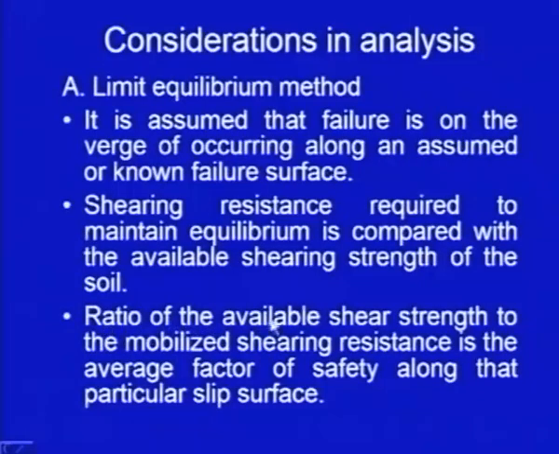Finally, the ratio of the available shear strength to the mobilized shearing resistance is the average factor of safety along the particular slip surface. So, we talk in terms of the available shear strength and how much is mobilized. If available is more than mobilized, it will be stable. If available is less and you need to mobilize more, it is not going to be a stable slope, it is going to fail. So, factor of safety is defined as the ratio of the available shear strength to the mobilized shearing resistance.